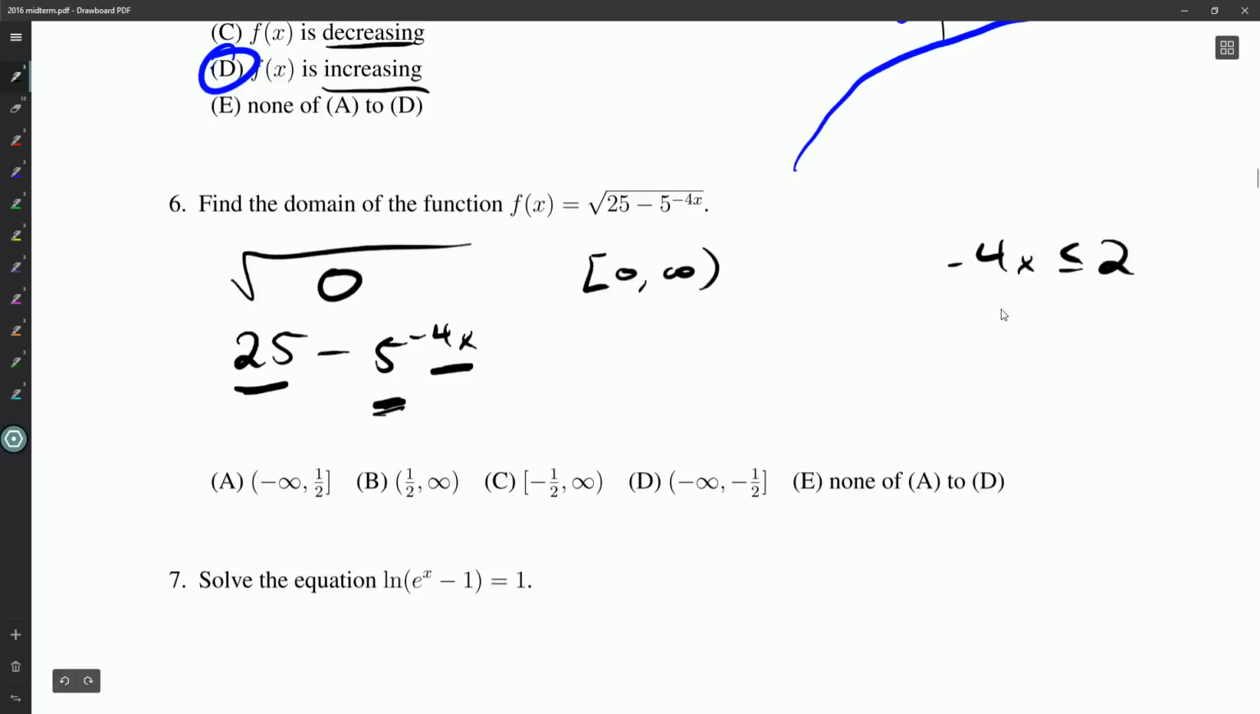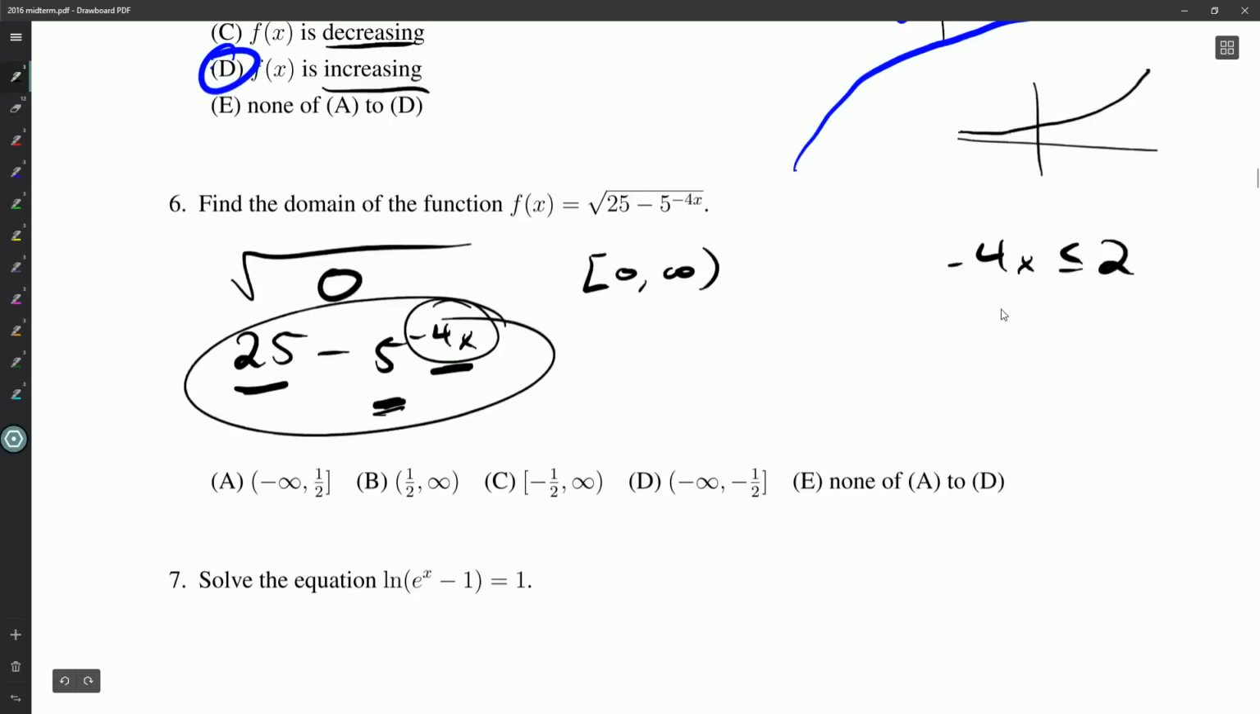Not really. You can make this as small as you want. Remember, the graph of 5 to the x will look something like this. So the numbers that you plug into it, if you make them smaller and smaller and smaller, the values just get closer to 0. So this expression gets closer to 25, and the root expression is happy. It's happy to square root things like 24 or 24.5 or anything. All right, so minus 4x just needs to be less than or equal to 2.